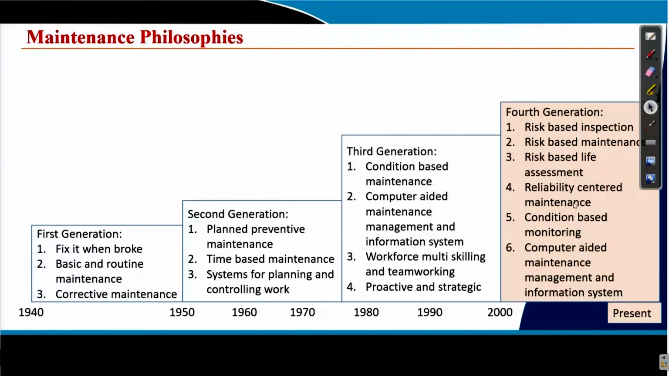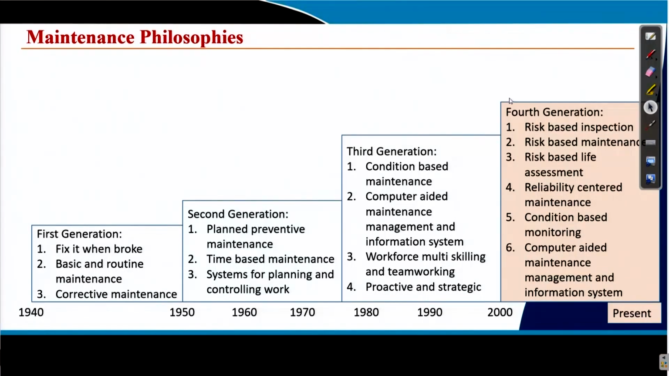In the fourth generation, the additional part is risk-based maintenance. Risk-based inspection and risk-based maintenance are added, along with risk-based life assessment, or I can say life cycle assessment, and obviously reliability centered maintenance, condition-based monitoring, computer aided maintenance, all those things. These are very useful and this continues. And in the process you will find that total productive maintenance, TPM, is a big concept, so that also came into the picture. So this is another philosophy.